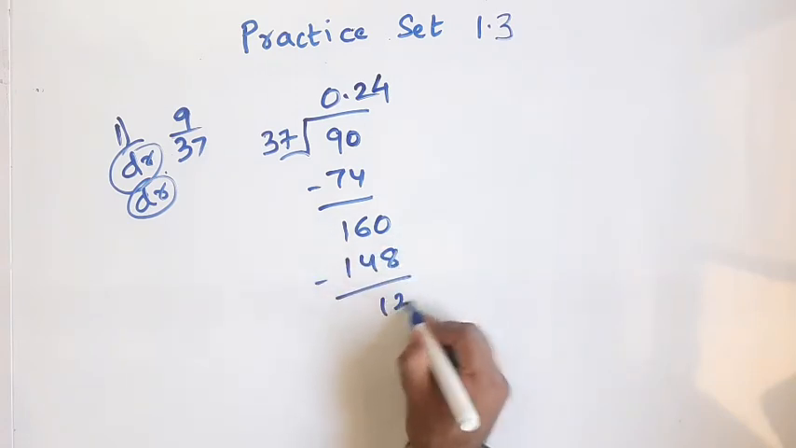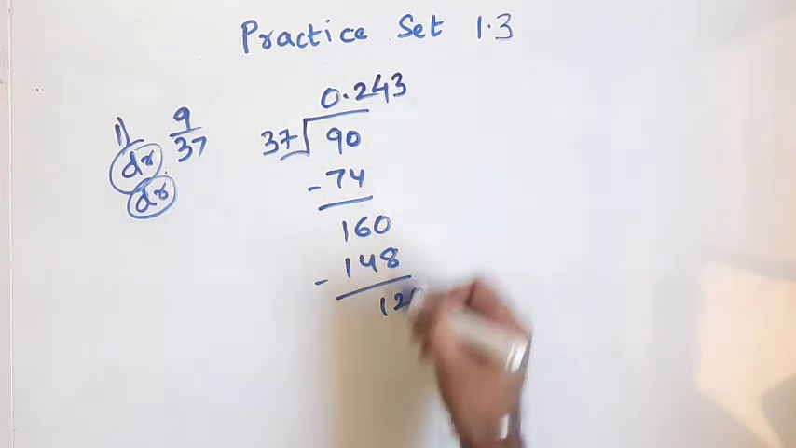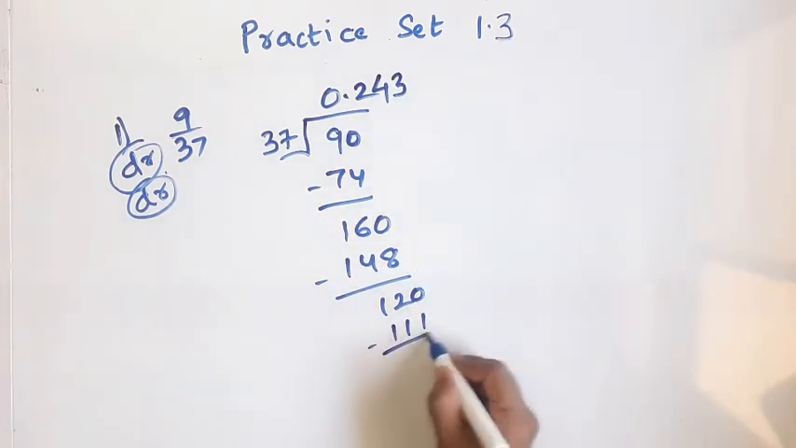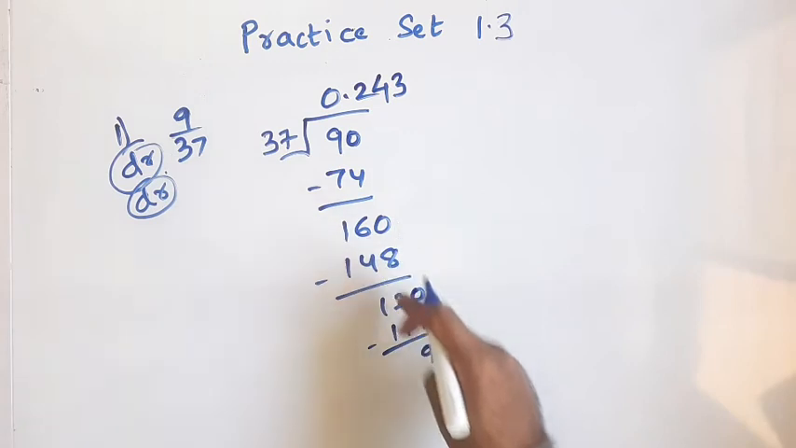What remains is 12. So I'll put a 0 here. Now 35 3 times will be how much? 105. So 37 3 times will be how much? Just add 6 to it. It is 111. Again see here I am getting 9. So this whole step will get repeated.